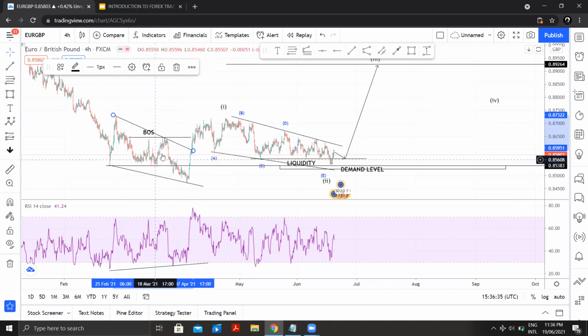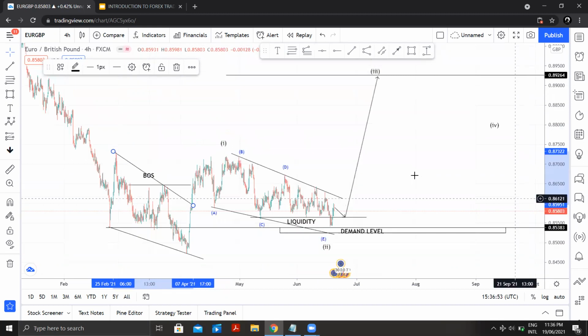And after the ending diagonal, there will always be a new trend, and this is the new trend whereby a wave 1 formed and wave 2 formed. And confirming your bias, this is a divergence on the RSI and divergence on the main chart here. So I just use this as confirmation.